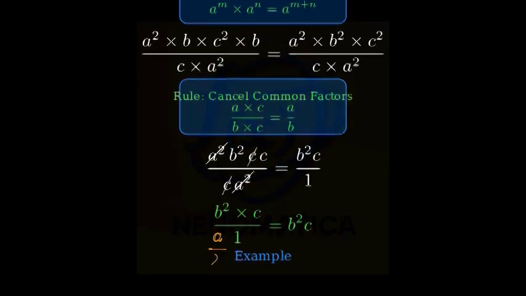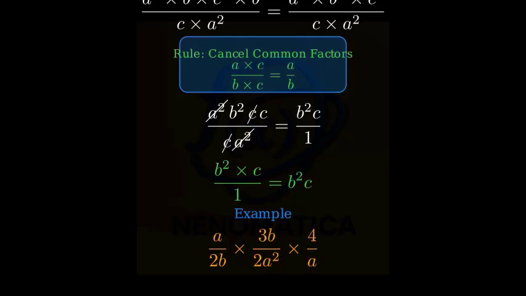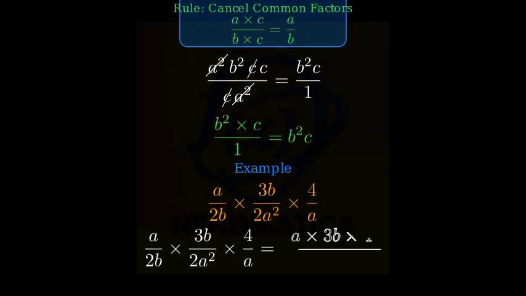Let's look at another example. We need to simplify the expression a divided by 2b, multiplied by 3b divided by 2a squared, multiplied by 4 divided by a. Let's start by combining all fractions into a single fraction. We multiply all numerators together and all denominators together.